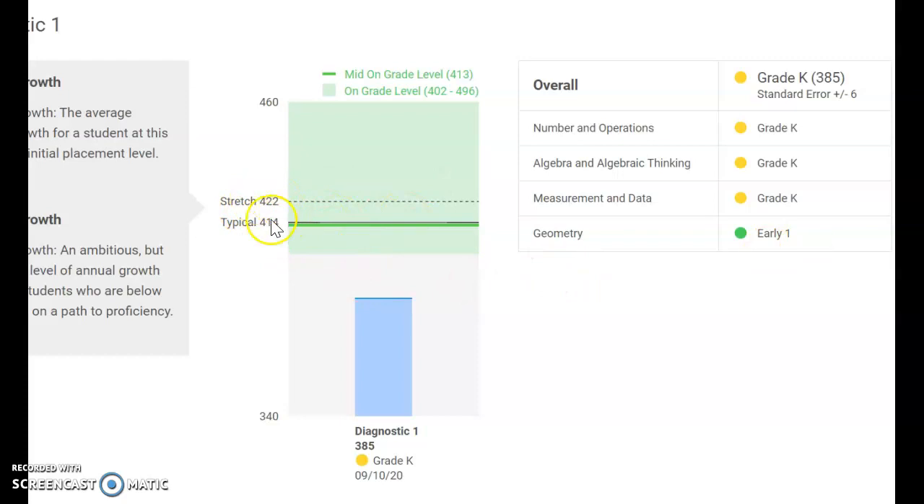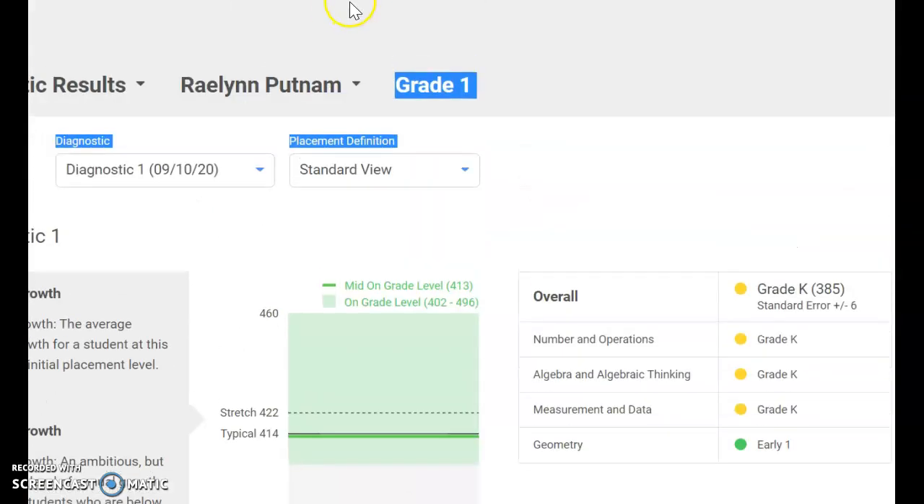Now I see that the goal is for the student to go from a 340 to a 414, and that's just a typical goal. But if you want to stretch it, you can get her to a 422. So if this is one of my students that I'm looking for as my 10 to rise above, to be the ones that we can really target to making it for us for 10 ready, then I want to make sure I stretch that student to get that 422. Okay, all right, let's go back.